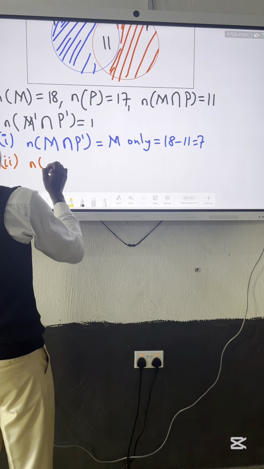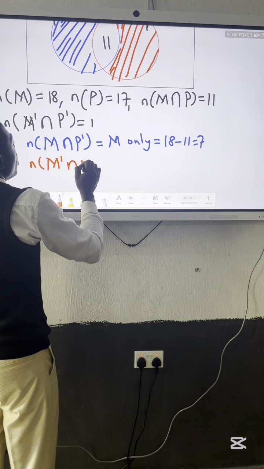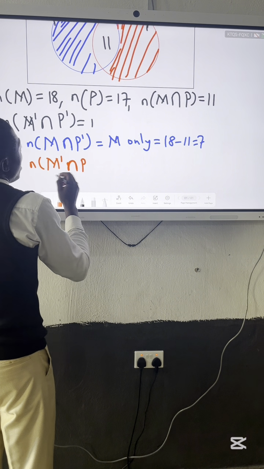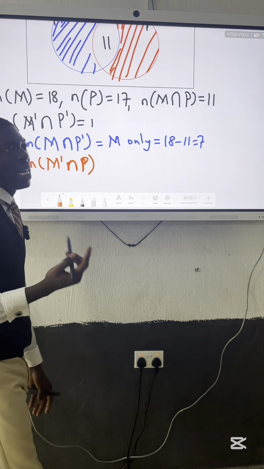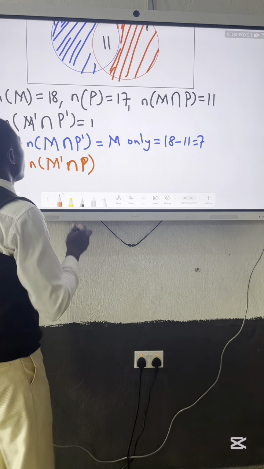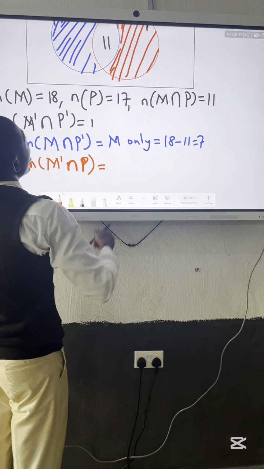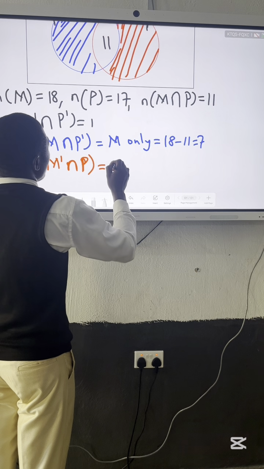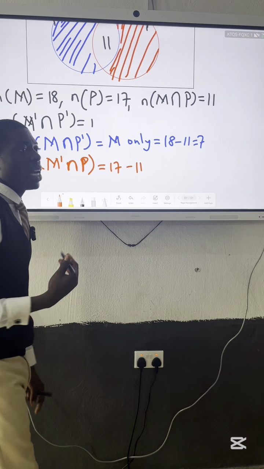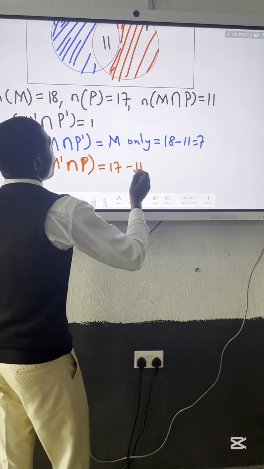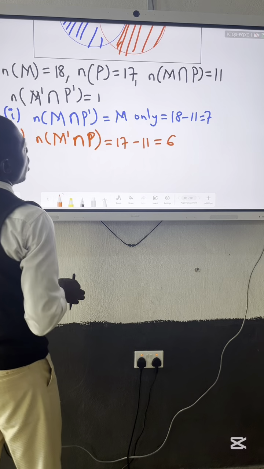So we're going to say cardinality of M prime, this time around, intersection P. M prime means that the candidate did not pass mathematics. Now we did not put the prime on P, meaning that we are referring to students that pass physics. So cardinality of M prime intersection P is equal to the total number of students that pass physics, 17, minus 18, which is the number of students that pass both physics and math. Sorry, that is 17 minus 11. So this will give us 6. So we have answered the first two parts of the question.